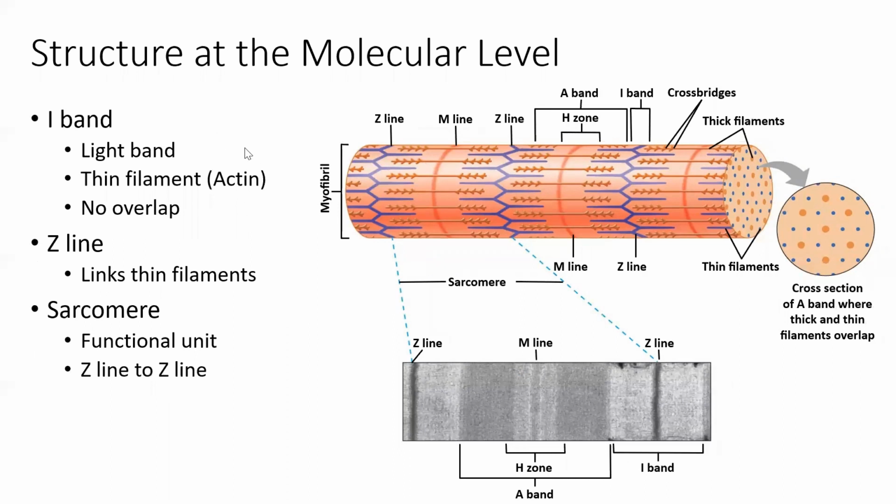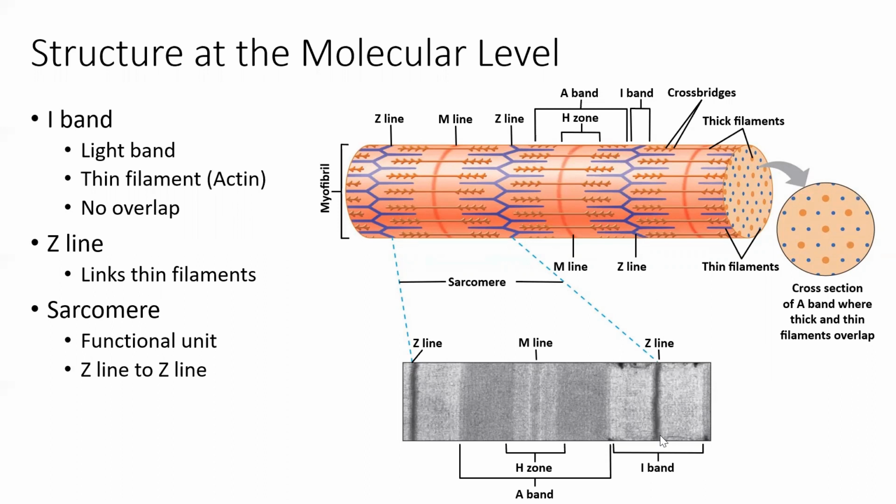Okay, let's move on to the I band. The I band is the lightest or palest staining region of the sarcomere. This is only thin filaments, or actin. Because myosin is a thicker protein, those are called thick filaments. Actin is a thinner protein, so those are called thin filaments. Because there's only actin, with no overlap, forming the I band, this becomes the lightest or palest staining region of the entire sarcomere.